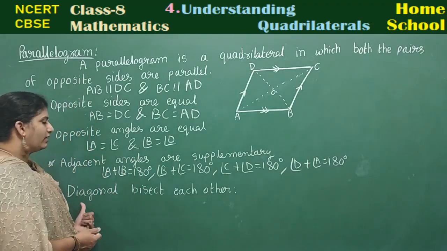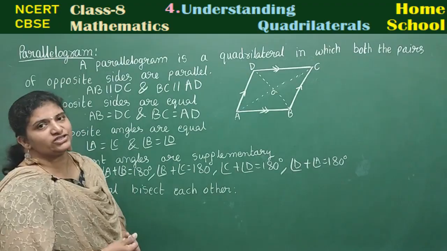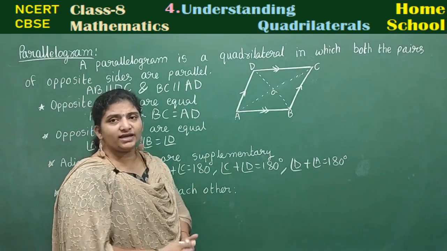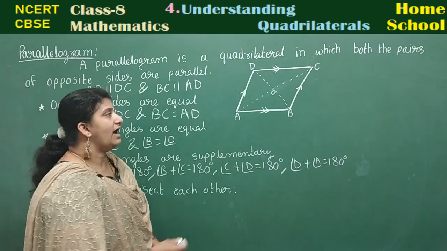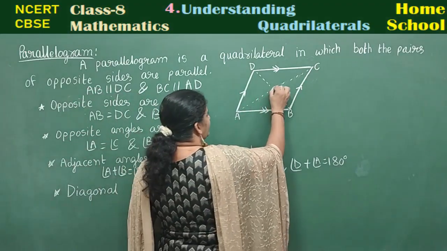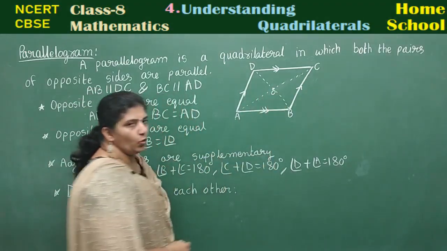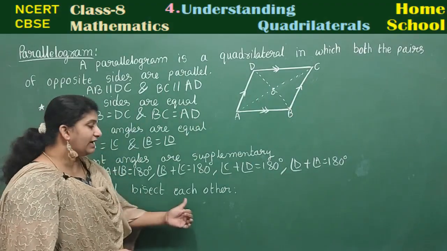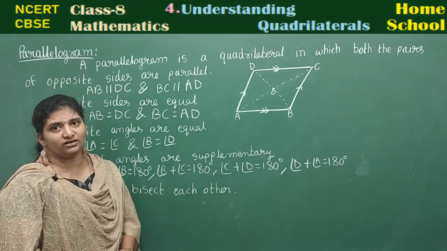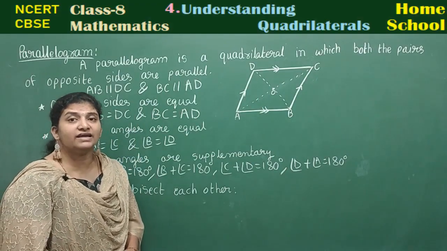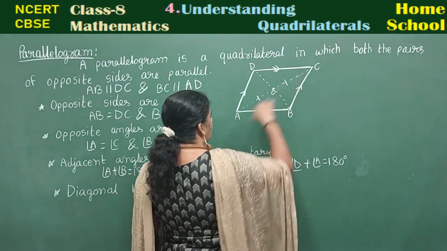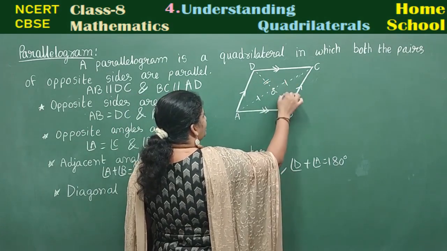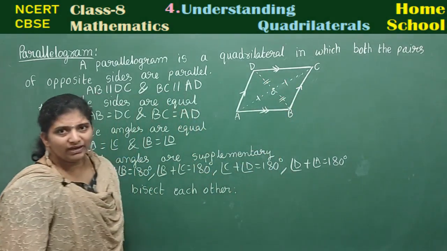Last point, diagonals bisect each other. What are the two diagonals identified? AC and BD are the two diagonals and these two diagonals are going to intersect at a point O. These diagonals bisect each other. What do they do? Bisect each other. Bisect each other means AO is equal to OC and DO is equal to BO.